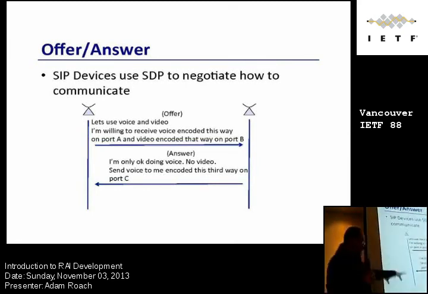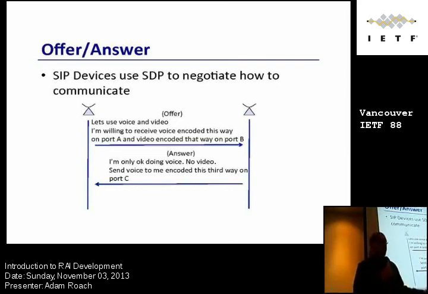This is a simple, high-level example. If I'm calling Radia, and I want to do a voice and video call, I send over SDP that says, I'm willing to receive voice encoded with this codec and that codec on this port, and I'm willing to receive video encoded this way on this port. And I send that over to her phone as an offer. The phone processes that, and either because it can't do video or because Radia has set it up not wanting to do video right now, it comes back and says, sure, I'm okay doing voice, I'm not going to do video, and here's how I need the voice to be encoded when you send it to me. That's the overall gestalt of how the SDP offer-answer works.